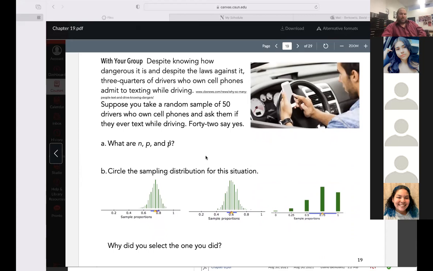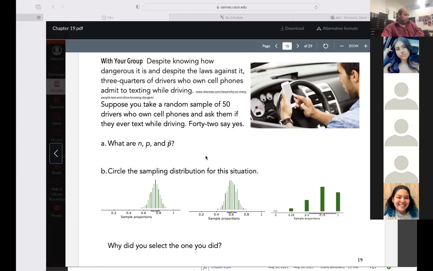So let's take a look at this one. Despite knowing how dangerous it is, and despite the laws against it, 3/4 of drivers who own cell phones admit to texting while driving. Naughty. Now, if 75% admit to texting while driving, do you think the true value is smaller, the same, or bigger than that value? Bigger.